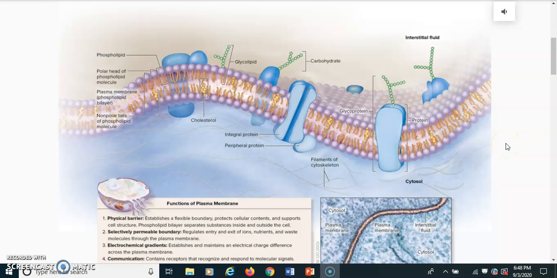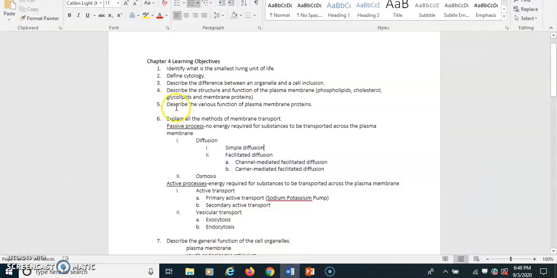Okay, AMP1 students, in this video we're going to continue talking about the cell. On our objectives, this video is going to talk about the structure and the function of the plasma membrane. It's also called the cell membrane. And we're also going to talk about the proteins that are in the plasma membrane and all the various functions that they can perform when they're in that plasma membrane.